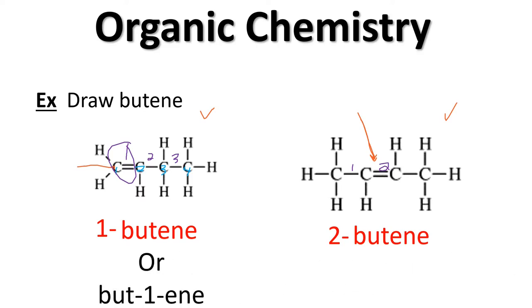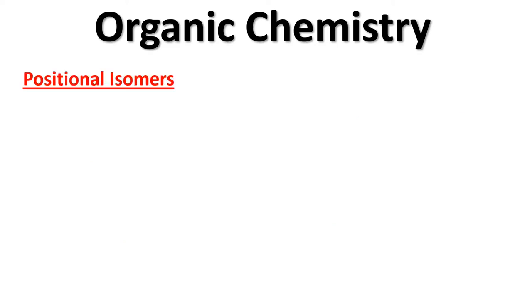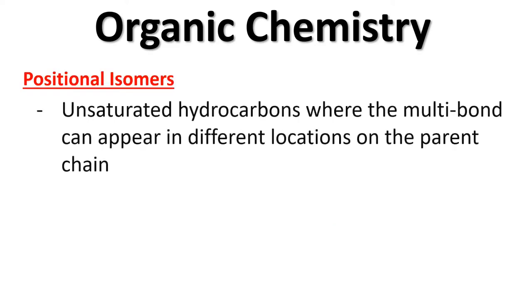So we have made a discovery in the isomer category. By the way, there is an alternate name for these. The number can go between the ending and the prefix. I should mention that because you'll see both versions coming up. I'm more partial to the number out front, but both are correct. What we've discovered is something called a positional isomer. These are unsaturated hydrocarbons where the multi-bond can appear in different locations on the parent chain.